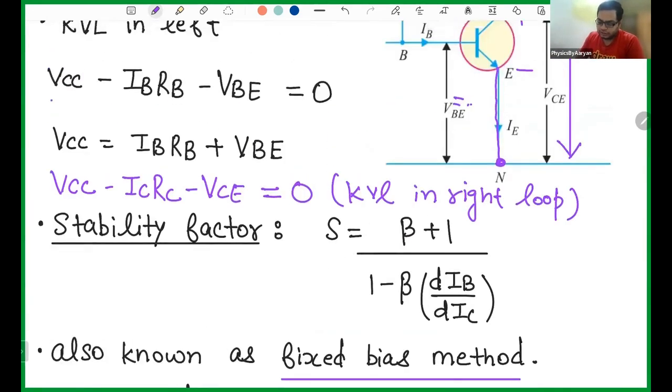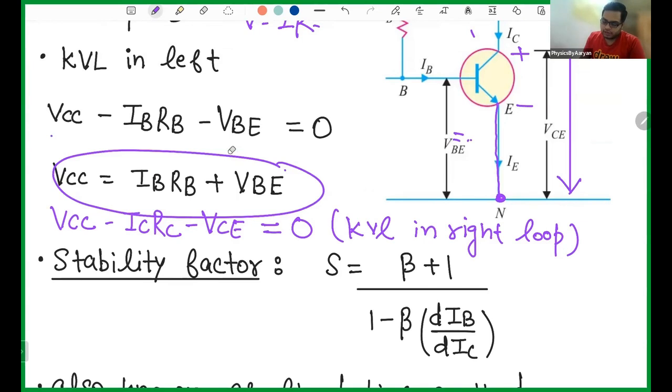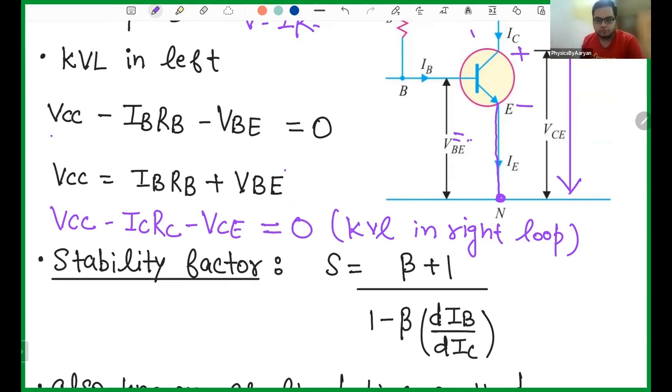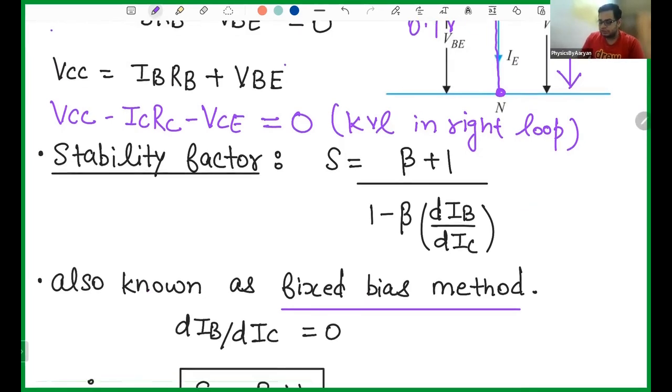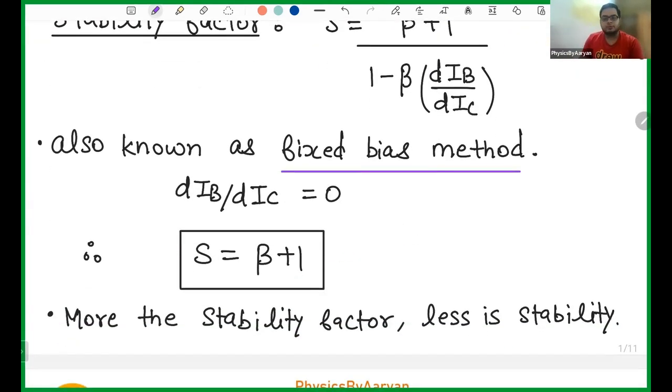Why? Because you can clearly see from this equation that your base current does not depend upon IC. It depends upon VCC, which is constant. It depends upon VBE, which is constant. For silicon, it is always 0.7 volt, right? And your RB is also fixed. So your IB does not depend upon collector current. Even if your collector current changes, your IB is not going to change. So this thing is always 0.